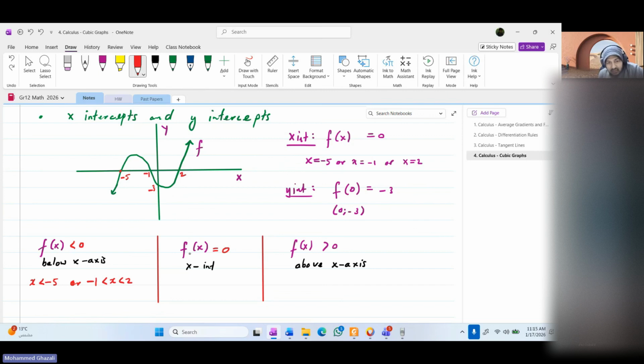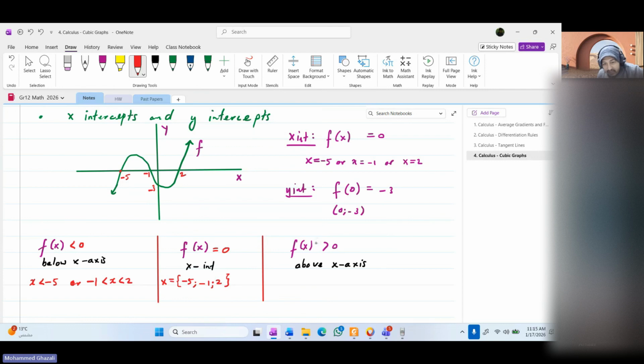Now, this one here, when is f of x equal to 0? There's the three answers here. So x is equal to, you can write it in set notation, when it is -5, when it is -1, or when it is 2. You can write it as a set because you got multiple answers.